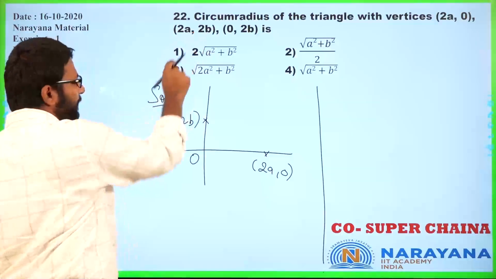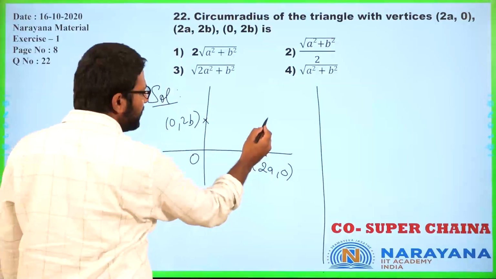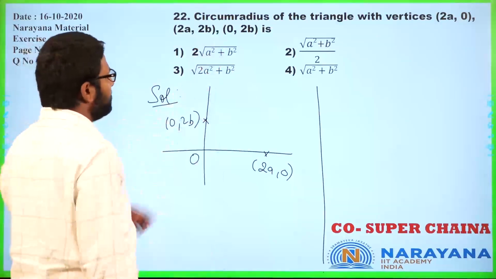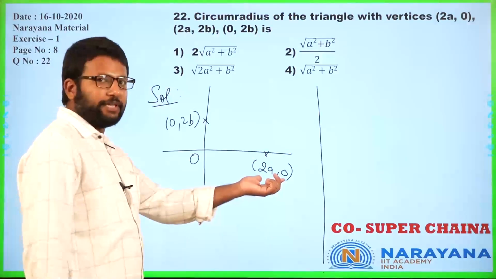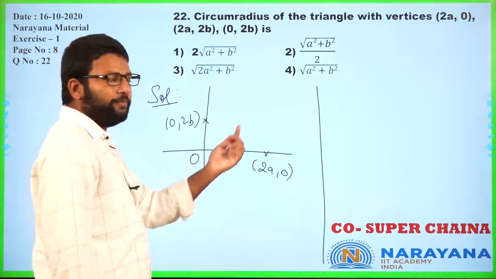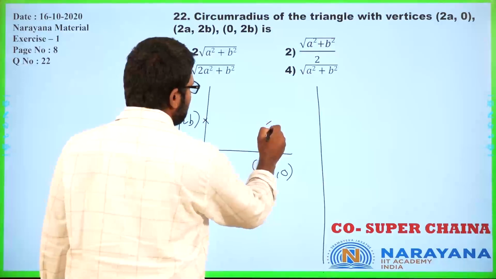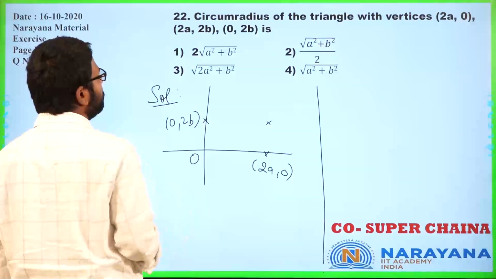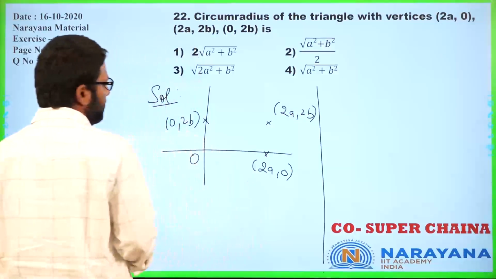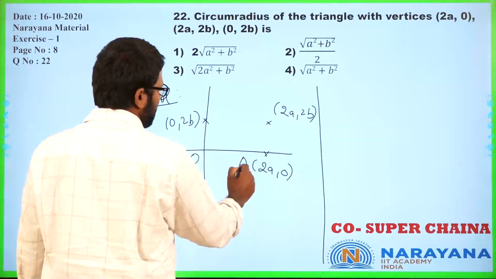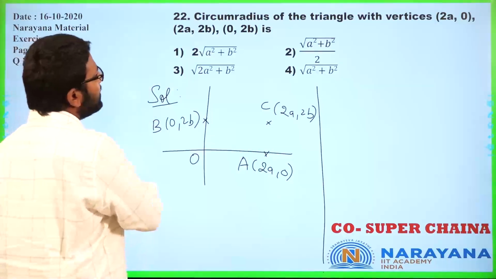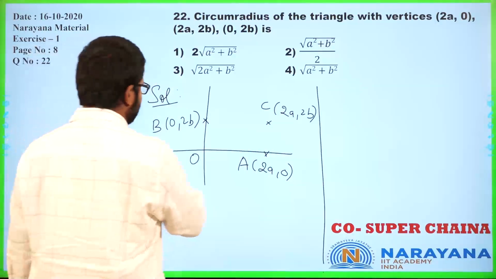Now (2a, 2b) clearly will lie straight above (2a, 0) and straight to the right of (0, 2b), correct? For the simple reason that this is like (x1, 0), (0, y1) and then (x1, y1). Obviously, it will lie exactly above and to the right of these two points. This is (2a, 2b), right? Let us label them. Let us call these A, B and C. And they are asking for the circumradius of this triangle.